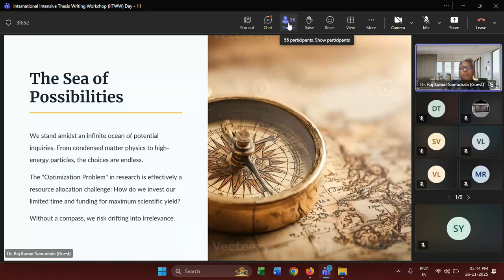So n number of potential inquiries are there. So many problems are there. If any physics or materials students are there, in which area are you working? If any scholar or faculty, please. Are there any physics scholars or physics faculty available, or material scientists?